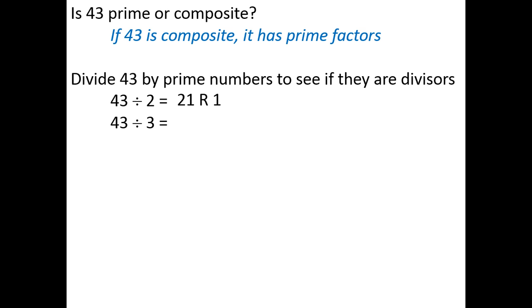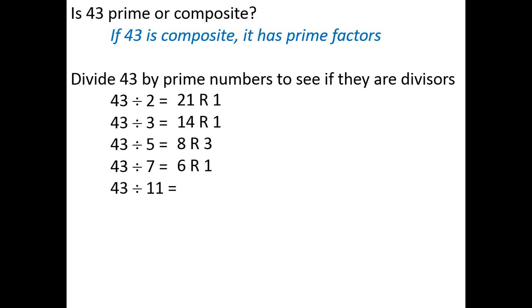The next prime number after 2 is 3. So is 3 a factor, a divisor of 43? Well, it isn't. If we try to divide 43 by 3, we get 14 with a remainder of 1. Well, 5 is the next prime number, so it's the next possible prime factor of 43, and 43 cannot be divided by 5 without a remainder. The next prime number after 5 is 7, and if we try to divide 43 by 7, once again we get a remainder. The next prime number after 7 is 11. If we try to divide 43 by 11, we once again get a remainder.